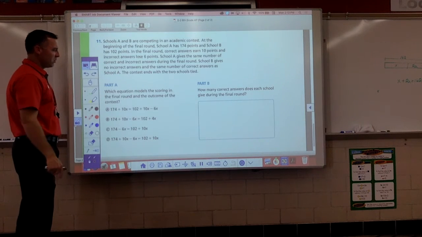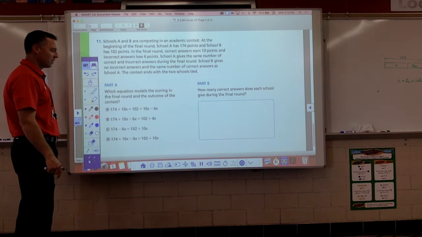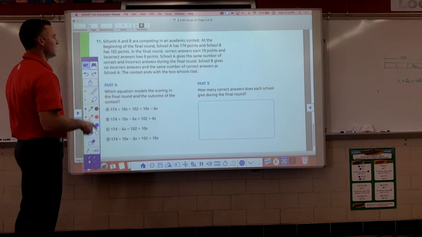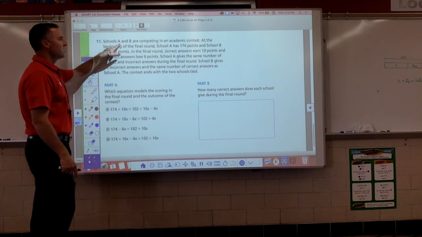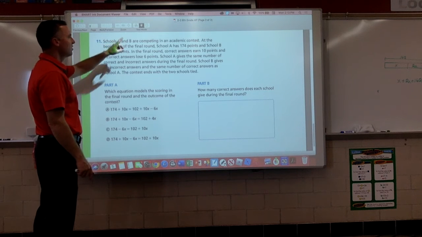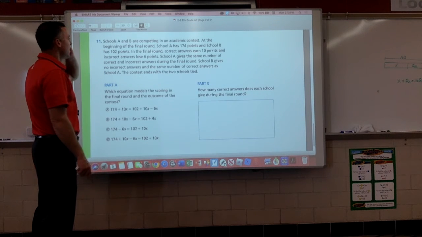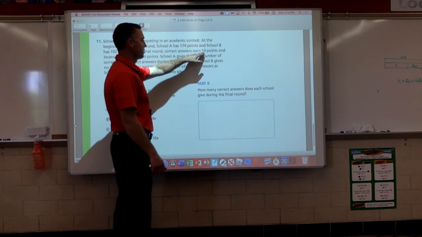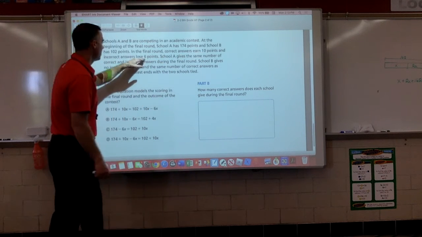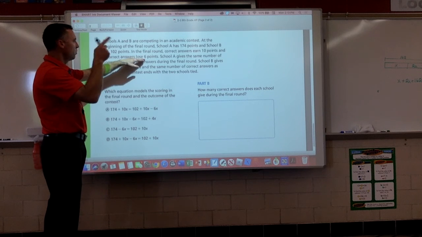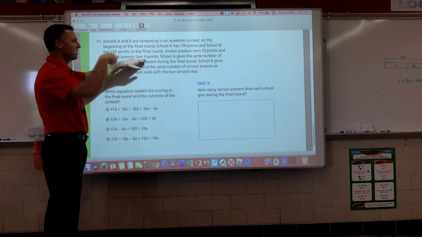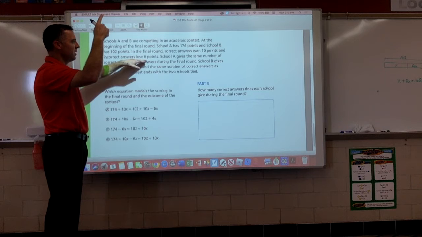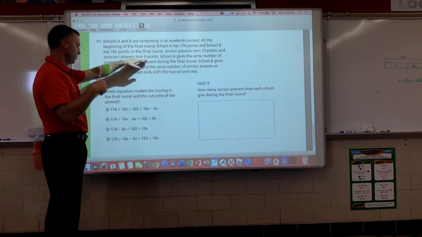Part A. Which equation models the scoring in the final round and the outcome of the contest? Well, it's School A. They started with how many? 174. They got some questions right, and they missed some questions. So they got 10 points per question, but then they also lost 6 points per question. So with the 174, I need something to show adding 10 points each and subtracting 6 points each.